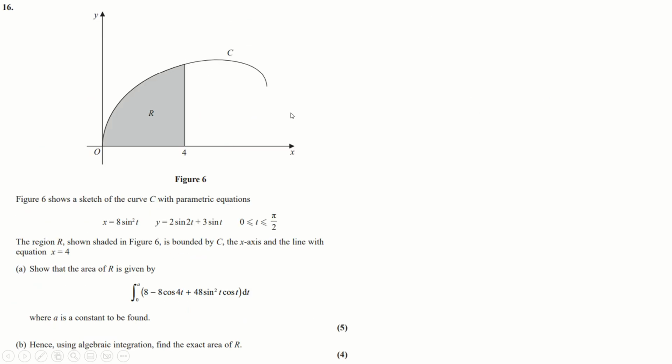Question 16 then is the final question in the paper, I believe. We need to show the area can be represented by this. Now, usually when you find area of a curve, you do the integral of y dx, right? So you put your y, the thing that you've given for y in, which has x's in it, and then you integrate with respect to x. Now, we can't do that here because we've been given y in terms of t. You could try and rearrange this for x and put it in there, but it's going to be a nightmare.